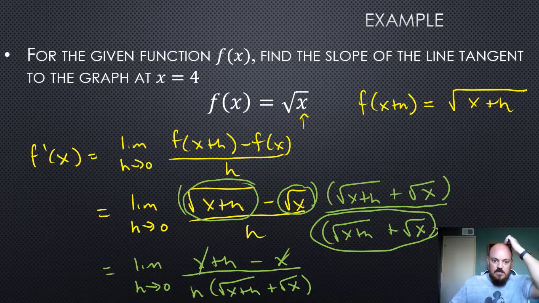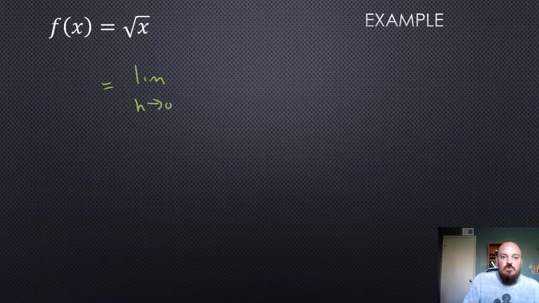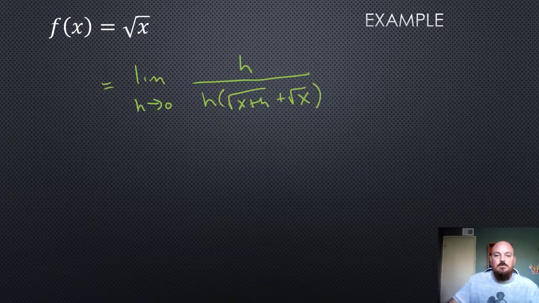And I'm going to switch to a blank screen again. So right now, here's our original problem. Right now, we have the limit as h approaches 0 of h over h times the square root of x plus h plus the square root of x. Now remember, our goal the whole time for this question is to cancel that h. We can do it now. That h here will cancel with that h there. It does leave a 1 on top.